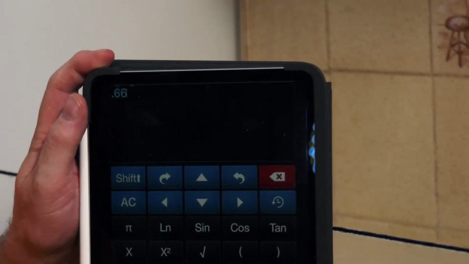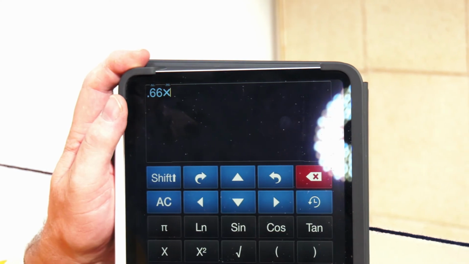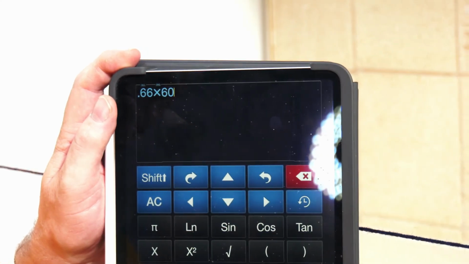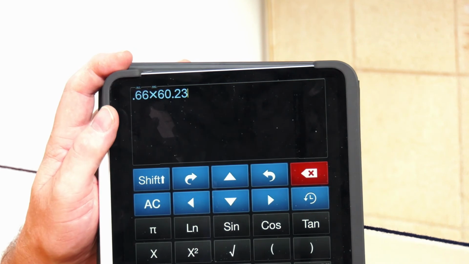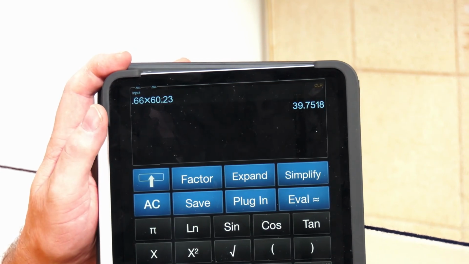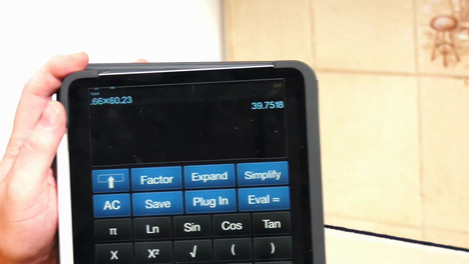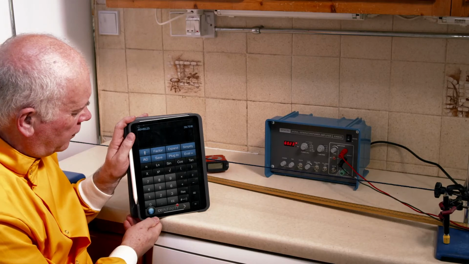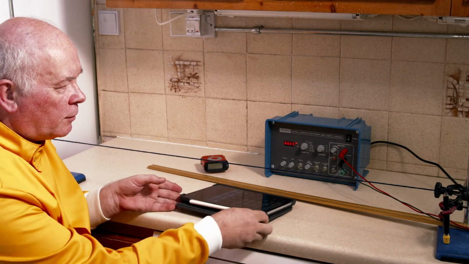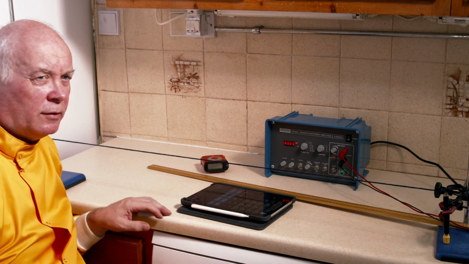0.66 of a meter times our frequency, which is 60.23, which is going to give us an answer of 39.7518 meters per second. So that gives us an idea of roughly the speed of the sound in a solid, which is this piece of string, and that's about 40 meters per second. There we are, a simple experiment to measure the speed of sound in a solid.